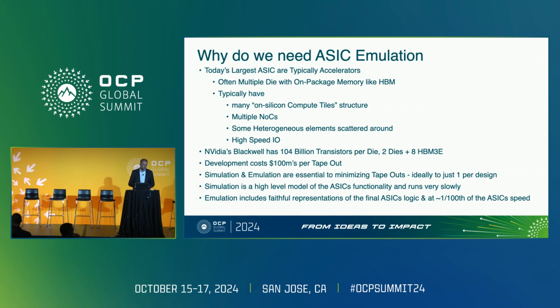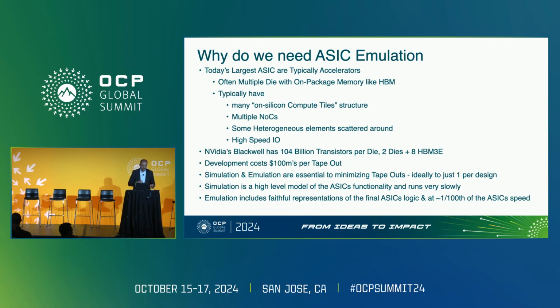NVIDIA Blackwell is obviously a nice example of the extreme of this. The Blackwell chip is 104 billion transistors on the die. They have 2 of those and 8 HBM3Es to go with that. Typically, tape-outs of these types of devices are well in excess of the hundreds of millions of dollars, and I think I have heard Jensen say on one of his keynotes that they're in the billions of dollars range for them. So you don't want to be doing too many tape-outs. You ideally only want to do one. Hence, the emulation is a critical step in all of this.